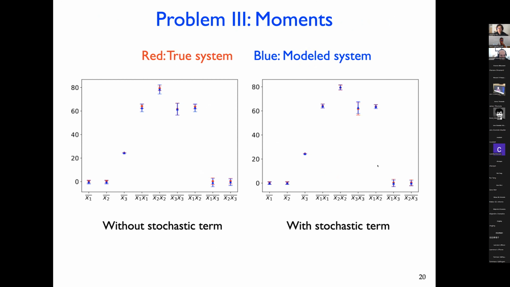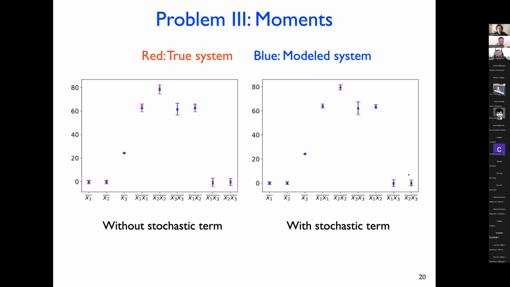And here we show the comparison of the calibrated system and the true system in data space. For the left figure, it shows the result without the stochastic term. And for the right figure, it shows the results by incorporating the stochastic term. We can see we achieve good agreement in data space for both results.